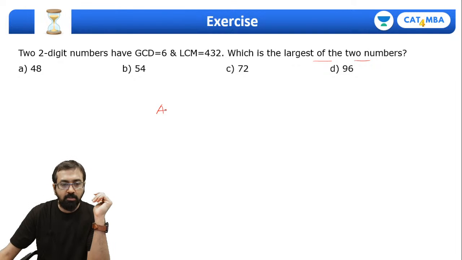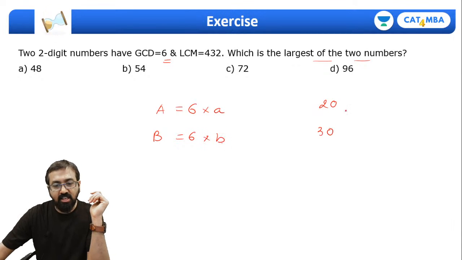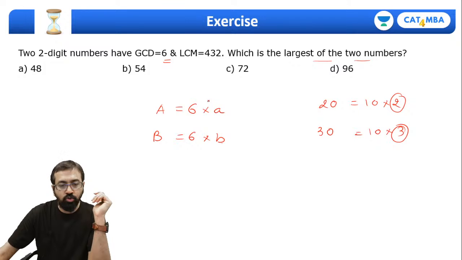Let's assume the two numbers are A and B. Now their HCF is known, it's 6. So can I write A as 6 into A and B as 6 into B? Do you remember we did this for 20 and 30? The HCF is known, that is 10, so we wrote them as 10 into 2 and 10 into 3. But here these two parts are not known, so I have written A and B instead. But the HCF is known, so 6 into A, 6 into B, and this A and B have to be co-prime. Correct, everyone?